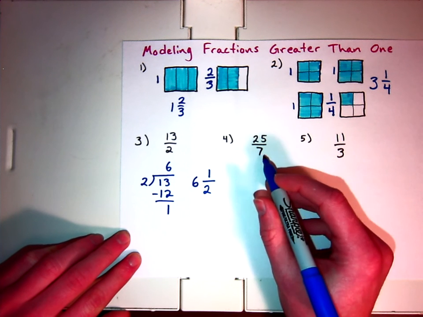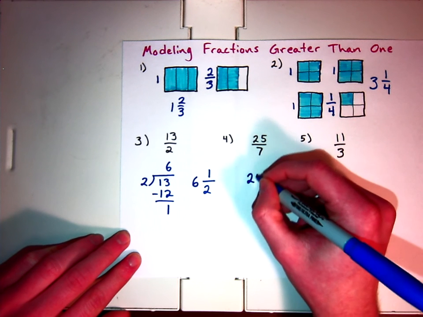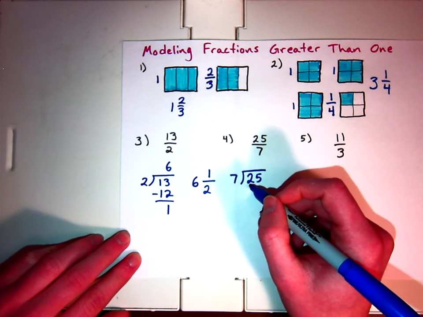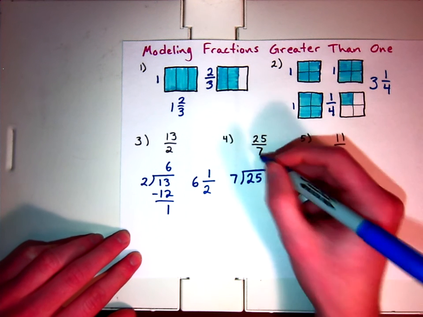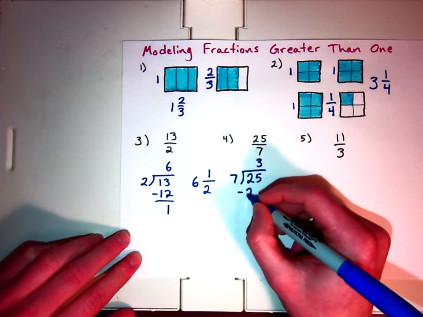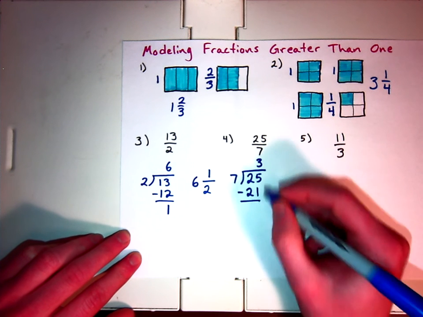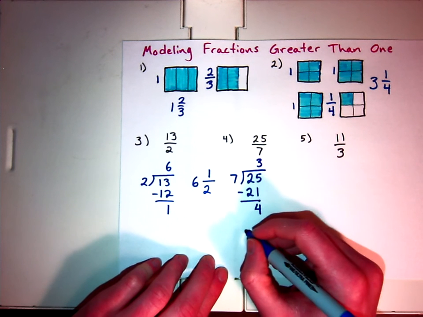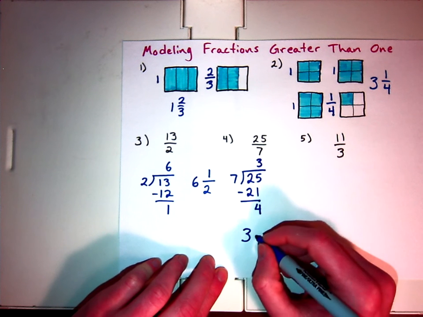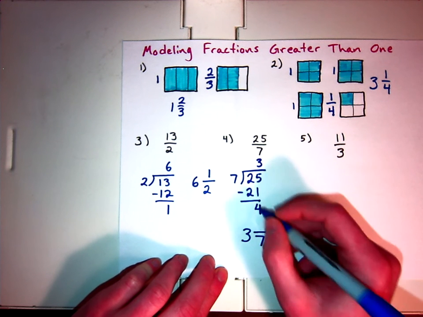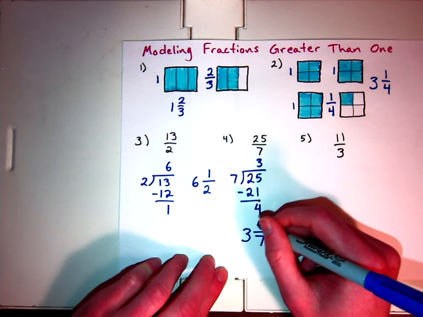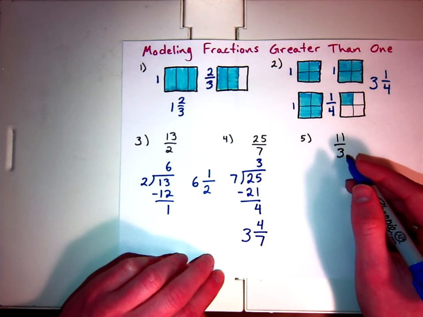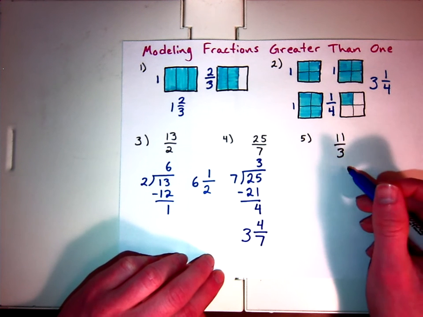Over here, let's do the same thing. 25 divided by 7. 7 isn't going into 2, but it can go into 25 3 times. So subtract 21. I have 4. 4 is my remainder. So I get 3 as my whole number. My denominator is the divisor, which is 7. And my numerator is my remainder. So 3 4/7.